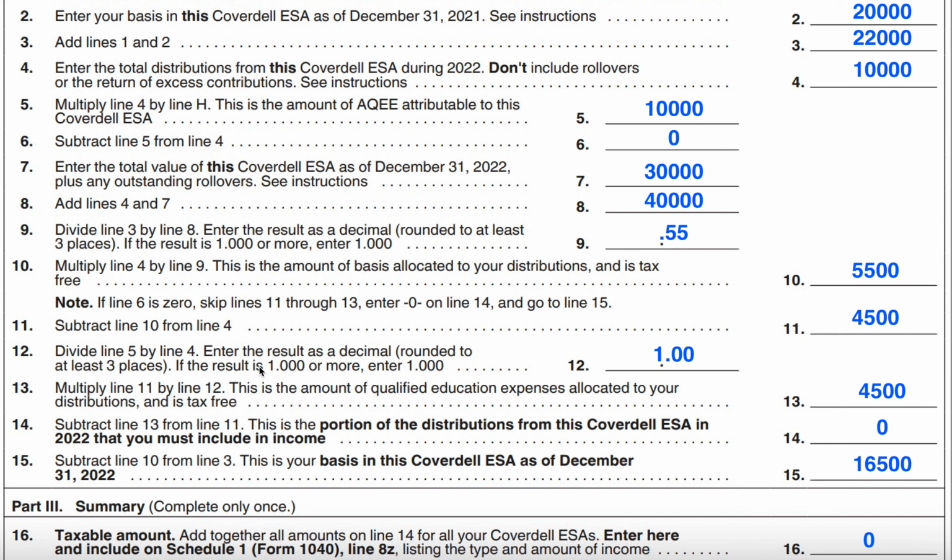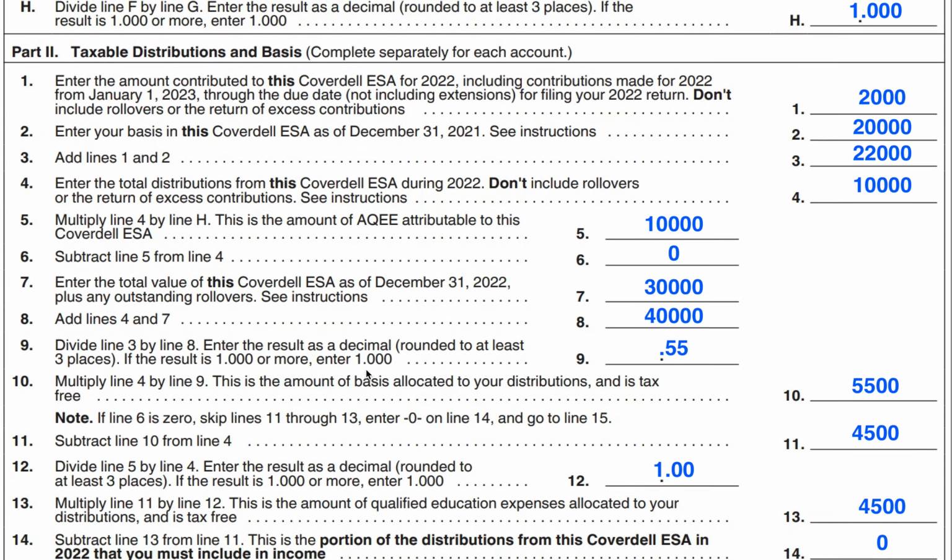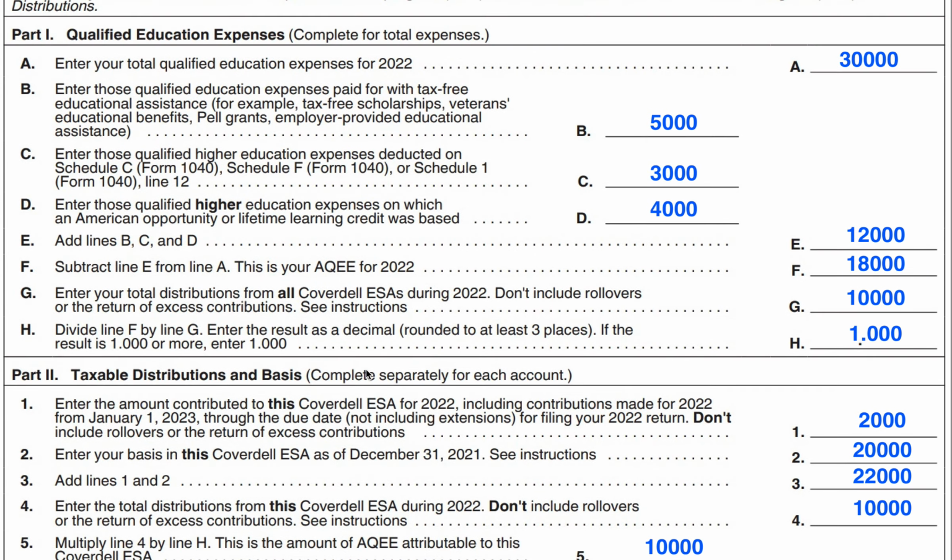So in a right world, where all of your qualified education expenses exceed the amount of your distributions, you'll see a big fat 0 down there. That means that you're not paying any taxes on the money that you've saved for college. You're not paying any penalties, and all is right in the world. So we'll walk through an example where we do this, and then we'll go back and change some numbers and walk through the hypothetical of what might happen.